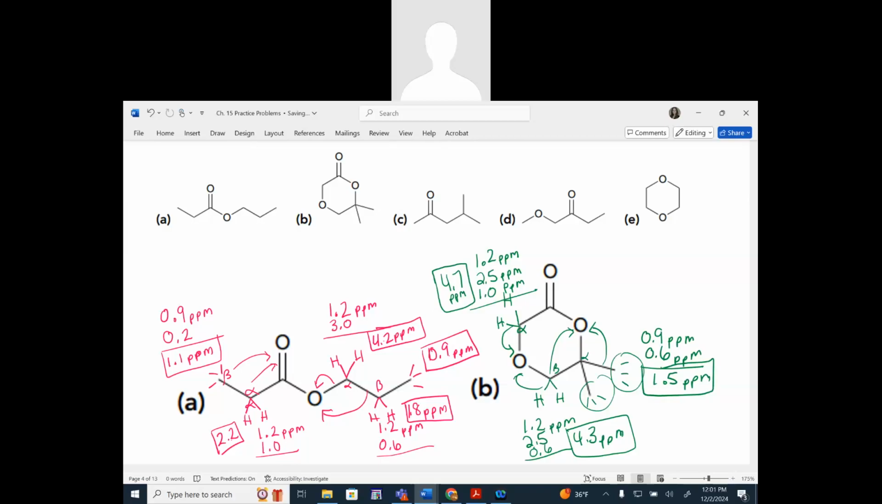So again, for compound A, we have 5 distinct signals. For compound B, we would see 3 distinct signals at these shift values.